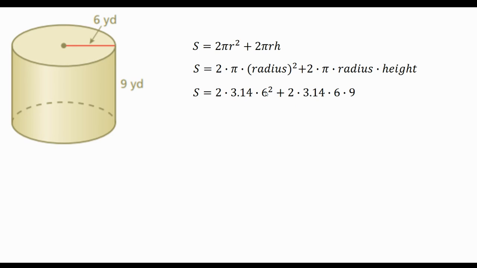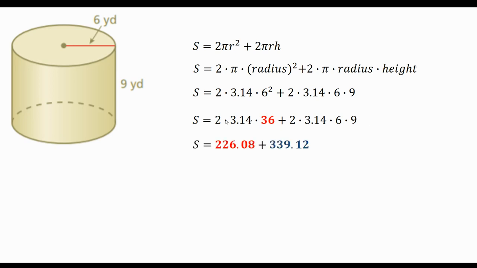Order of operations, we have to handle the exponent first. So 6 squared, that's where we get this 36 from. So 2 times 3.14 times 36 plus 2 times 3.14 times 6 times 9. We have to handle these multiplications first, each of those before we can do the addition.